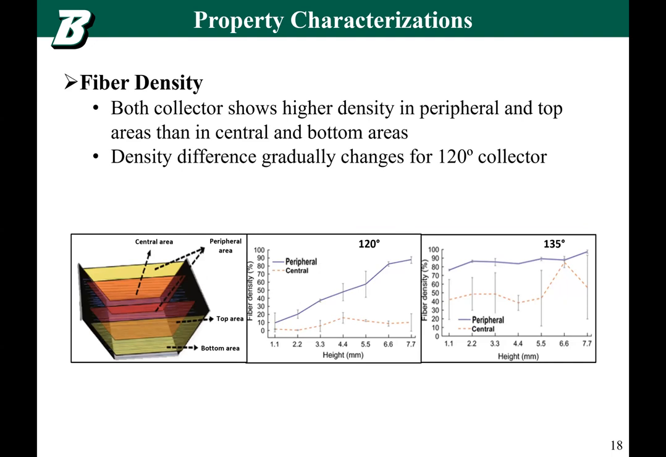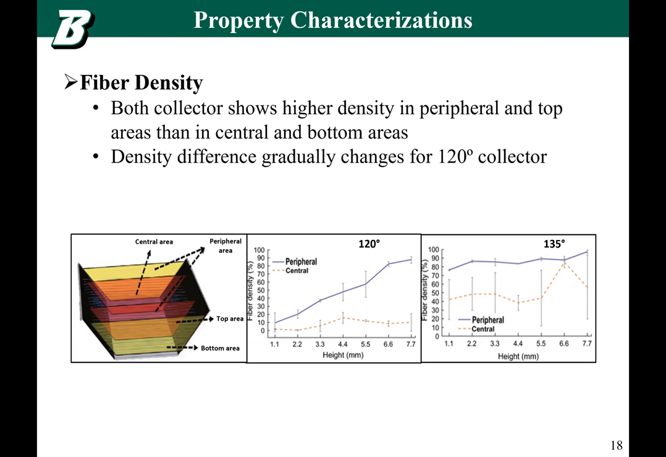So what about the gradually changed features that we just mentioned to mimic the native tissue such as tendon, ligament that has gradually changed features from one end to the other? Well, we separate our scaffold into peripheral area and central area, and we compare if there's any fiber density and fiber alignment difference between the peripheral area and central area. So when we take a look at these 2 different collectors with different inclination angle, we can see that the fiber density for central area is always lower compared to the fiber density for peripheral area. This means we have more scaffold on the peripheral of the collector compared to the inside of the collector.